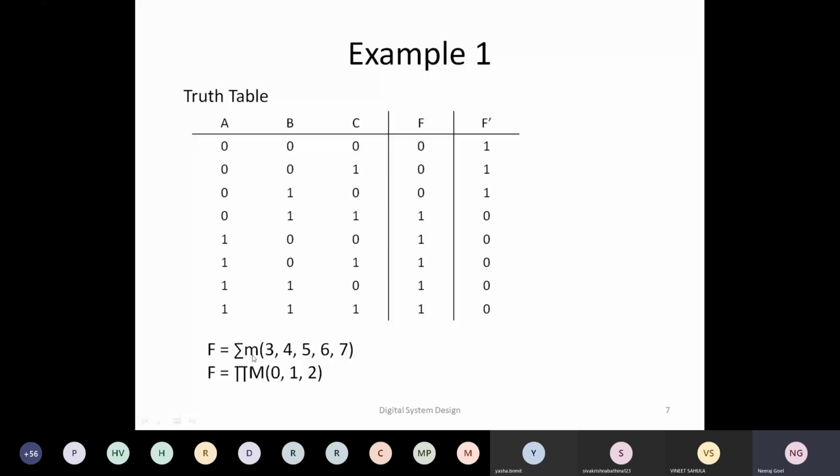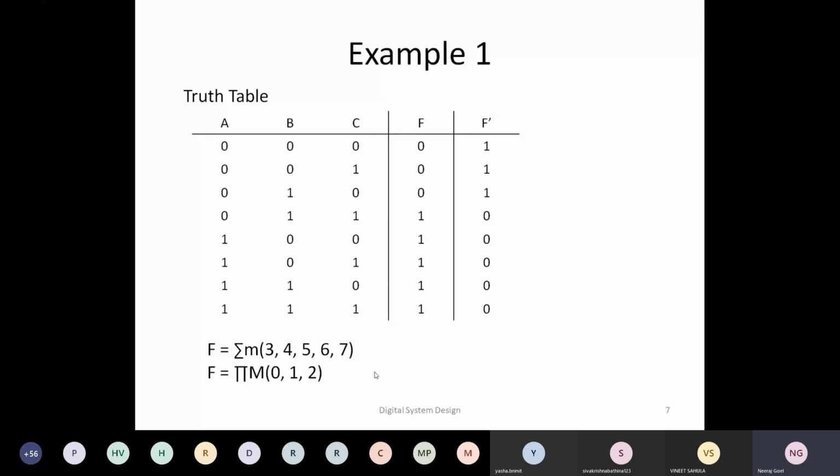So I can use any of these, either sum of min terms or product of max terms to realize my function F. In min terms, it would be AND-OR combinations, and in case of max terms, it would be OR-AND. And you also know that all of these things can be further designed using either NAND gates or NOR gates.